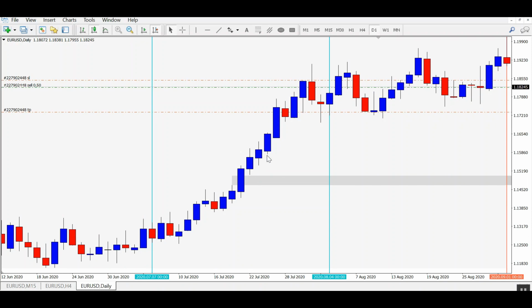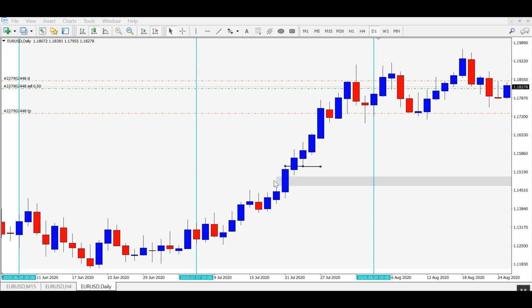Now, generally speaking, the high of the previous day will normally coincide with the low of the following day. So this is my middle day, this is my previous day, and this is my following day. We can see here that the high of the previous day, which is this one, is perfectly coinciding with the low of the following day.